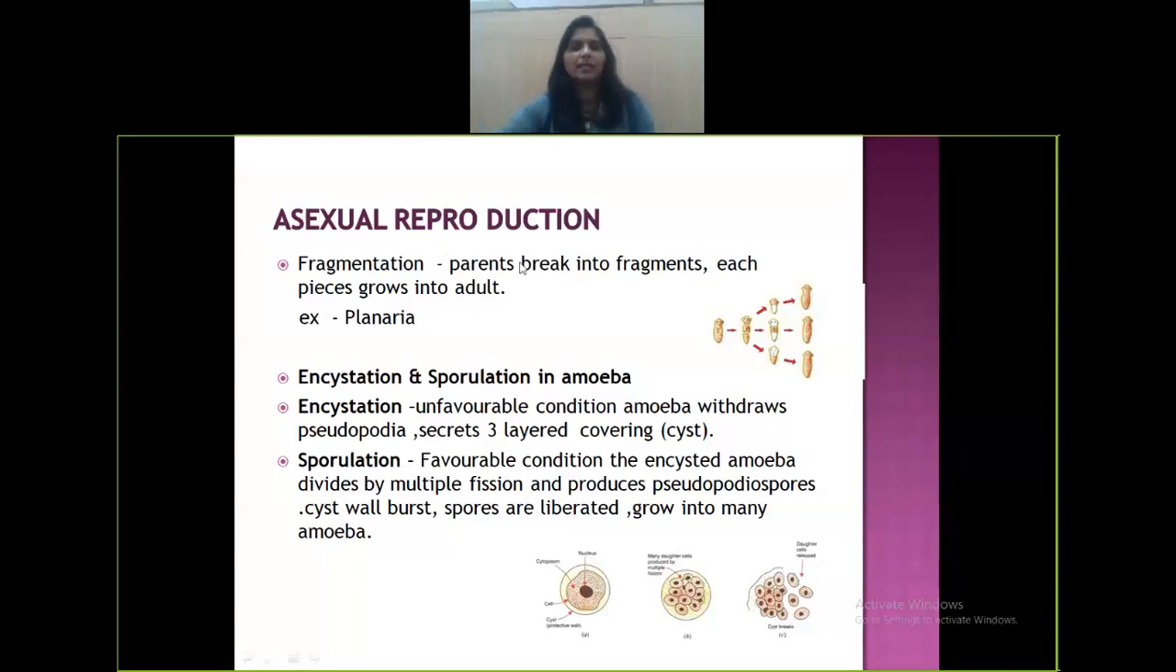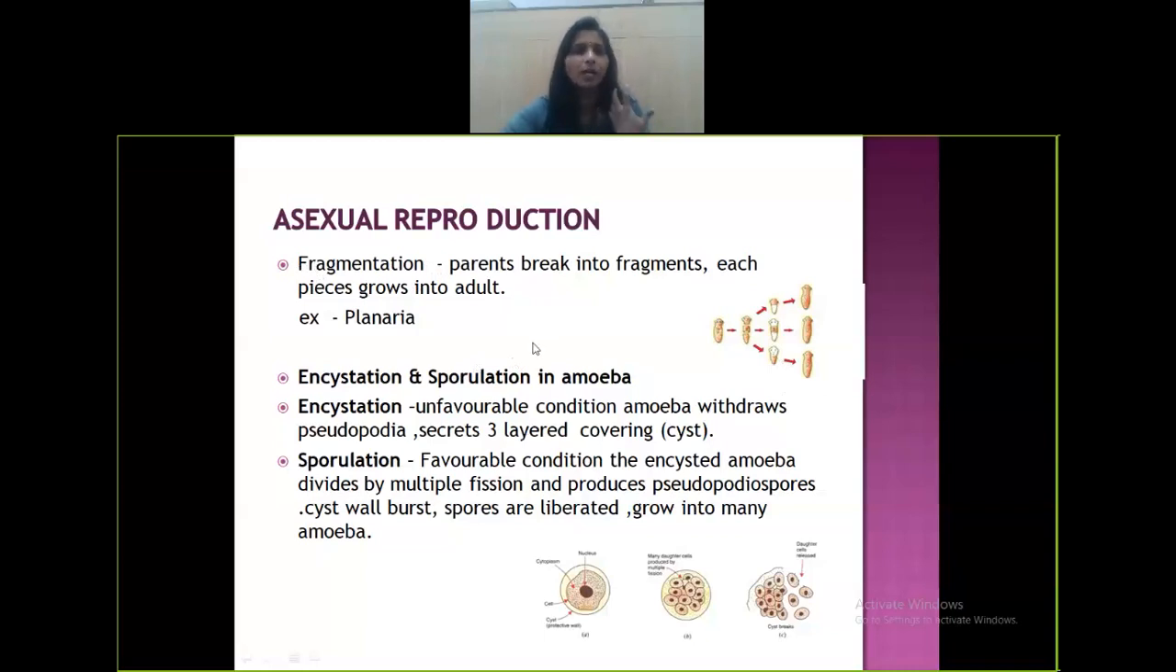So another form of asexual reproduction is by fragmentation. As the name specifies, fragmentation. So what happens over here? This is a picture of a planaria. The parent breaks into different fragments. It could be any number of pieces, and each piece grows into an adult. That is what is called fragmentation.